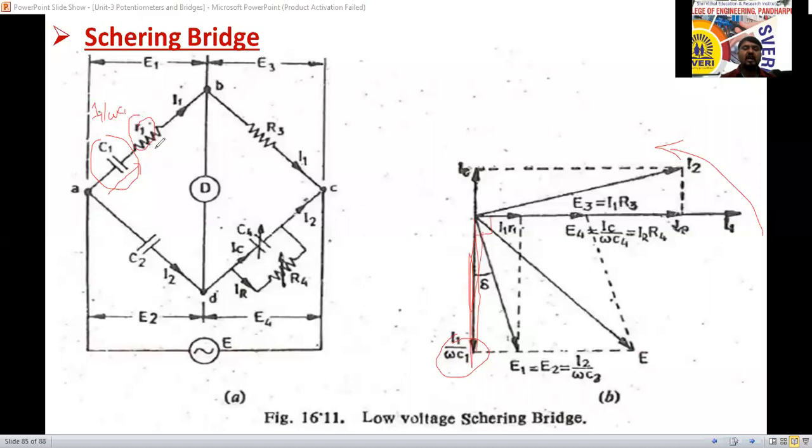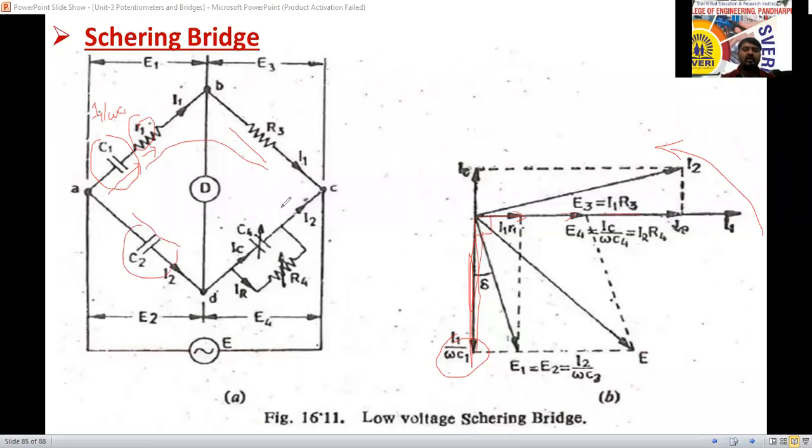Next, R1 is there. The voltage drop across R1 is I1 R1, which is in phase with the current I1. So I1 R1 we have taken here. Next I1 R3 we have taken, it is also in phase. One part is over. Next part, what you have to do?